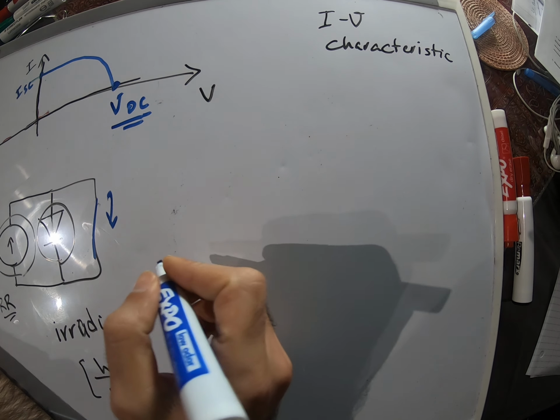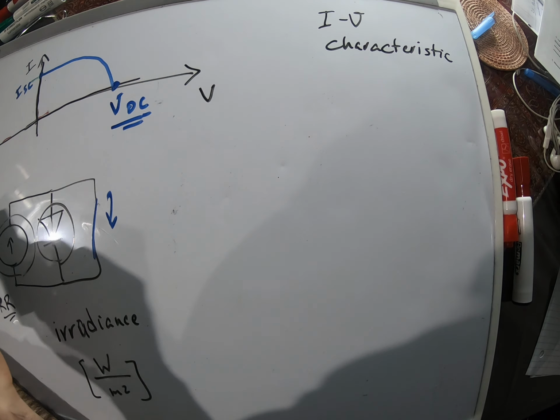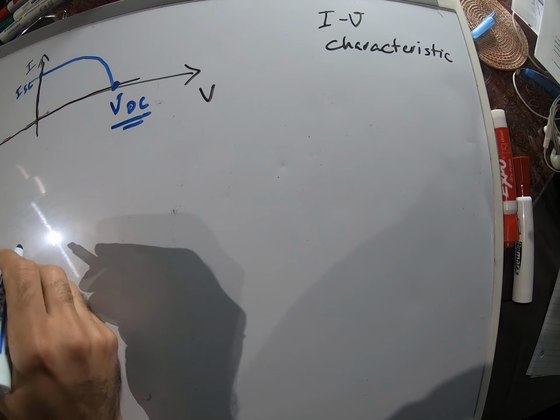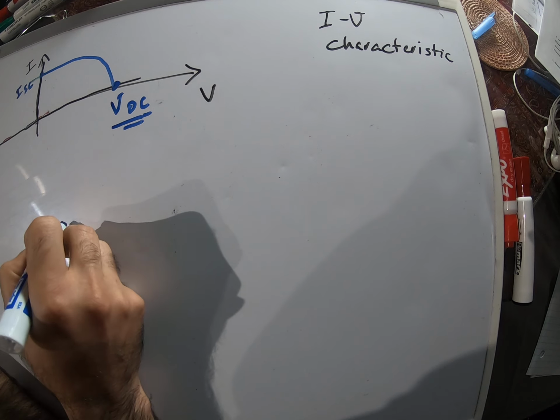This is of a solar cell. Let's assume that we have a solar cell. The IV characteristic of a solar cell depends on the ambient condition.